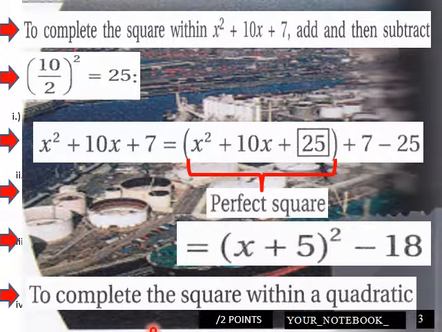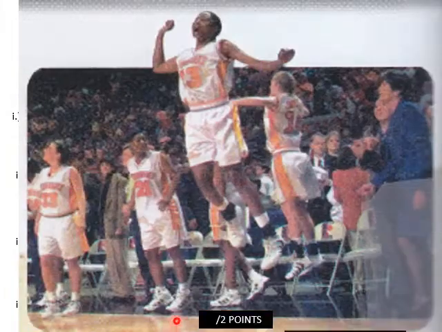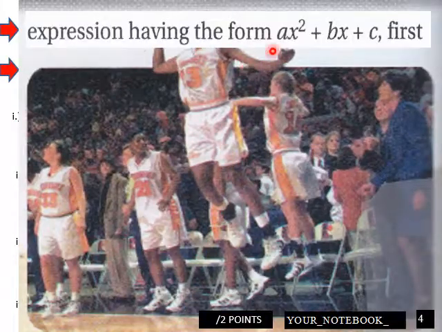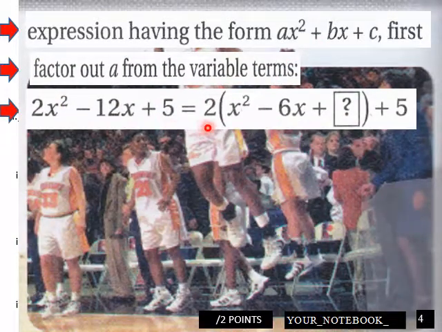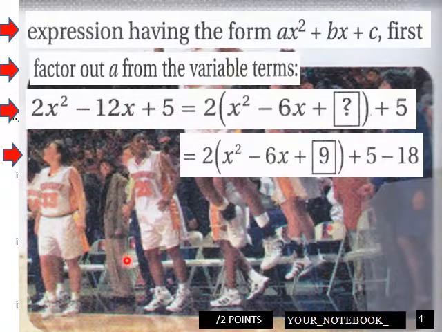To complete the square within a quadratic expression having the form ax squared plus bx plus c, first factor out the a from the variable terms. So we're going to factor out a in this expression here. And then 2 times x squared minus 6x plus 9. This is 6 over 2 squared, plus 5 minus 18.